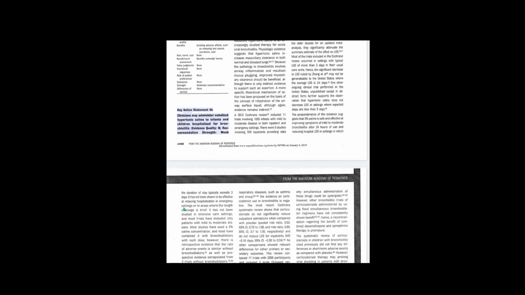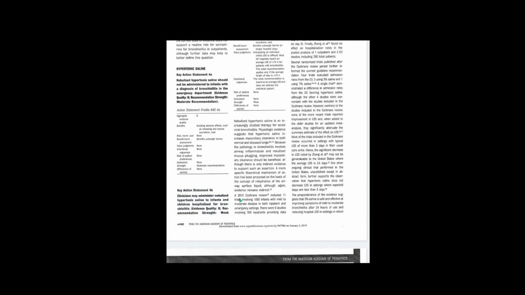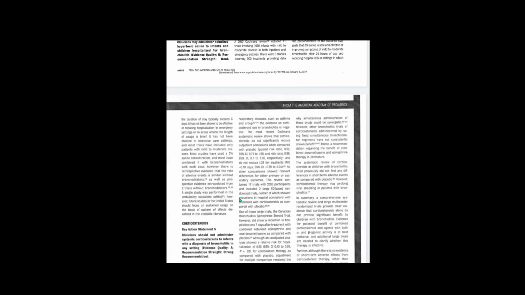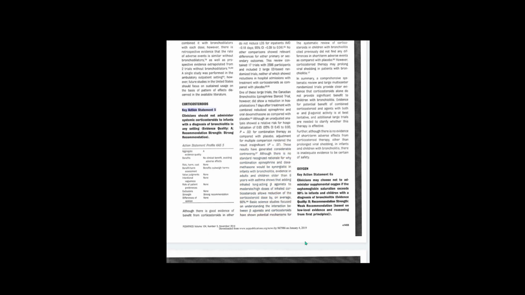Evidence quality B. Recommendation strength: B. Action statement profile KAS4. Aggregate evidence quality. Benefits: benefit. Harm assessment: may shorten hospital stay if length of stay is more than 72 hours. Key action statement 5.